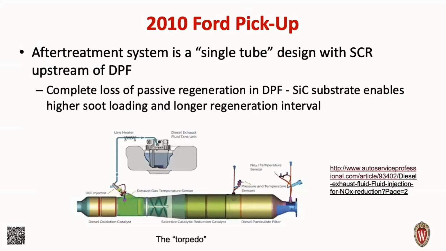The 2010 Ford F-250, so this is often lovingly referred to as the torpedo. My friend Dr. Christine Lambert at Ford won several awards for this design. This is a single tube design with SCR upstream of the DPF, so that was really interesting. It means that we completely lose any ability to do passive regeneration in the DPF, but they used a high temperature substrate that enabled higher soot loadings and longer regen intervals, so they didn't rely on the passive regeneration as much.